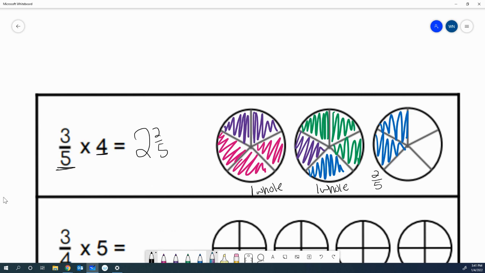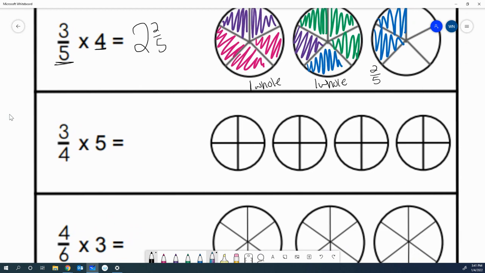Let's dive into a few more. Now we've got 3/4 times 5. So the same as we started before. We're going to be coloring our 3/4 5 times. So we've got 1/4, 2/4, 3/4. That's 1. 1/4, 2/4, 3/4. That's 2.